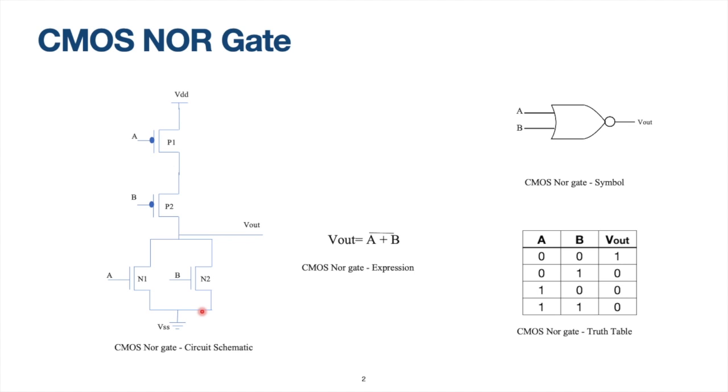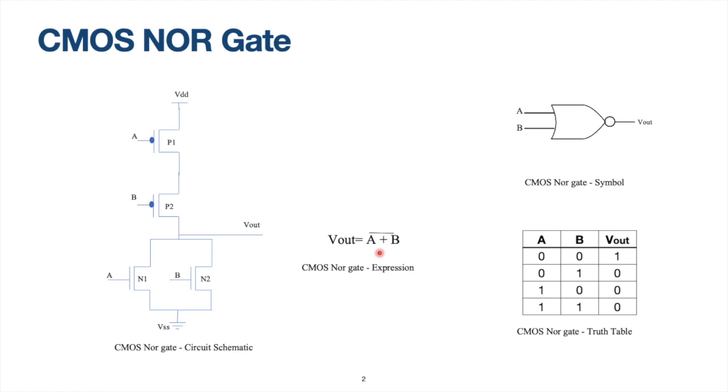We have two input connections. Since it is a 2-input NOR gate, both are named A and B. A is connected to P1, B connected to P2. Similarly, A connected to N1 and B connected to N2. This is how a simple circuit schematic of a CMOS NOR gate looks.